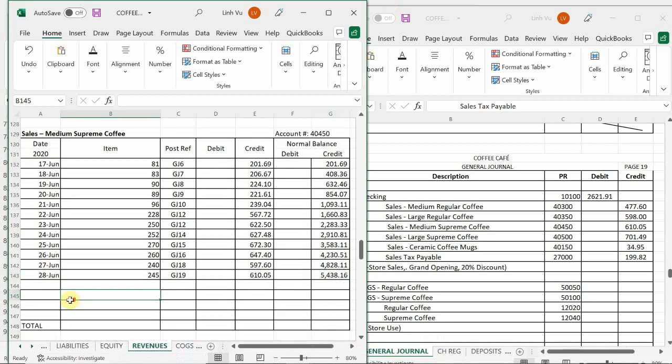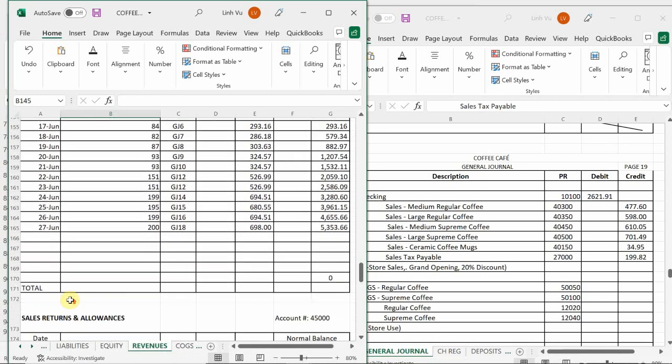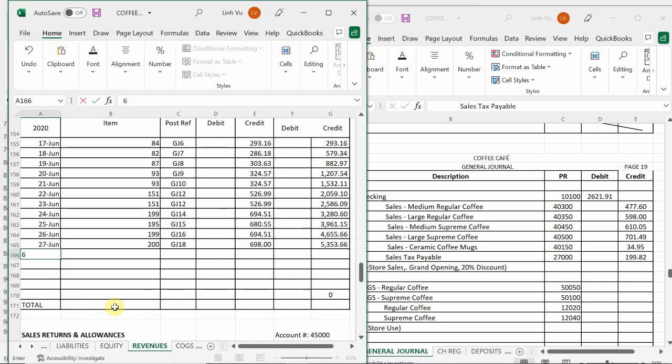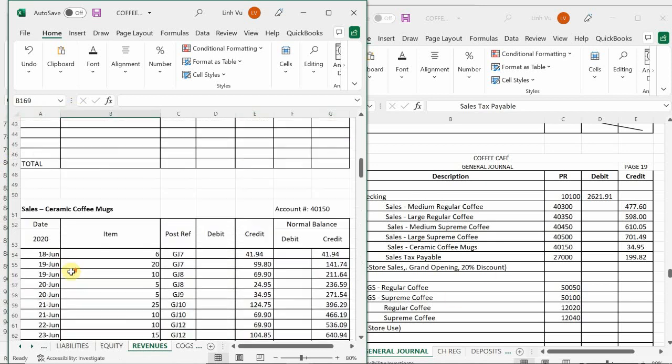$5,438.16. We also sold a total of 201 cups of the large supreme coffee for a grand total cost of $701.49. And that will increase your account to $6,055.15. We also sold some ceramic coffee mugs.